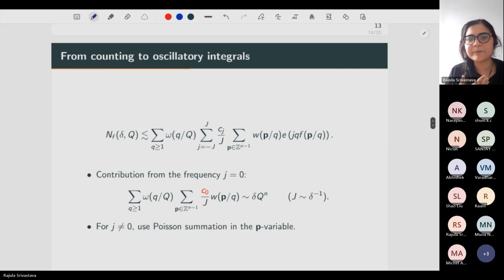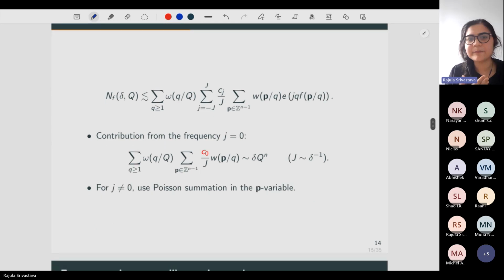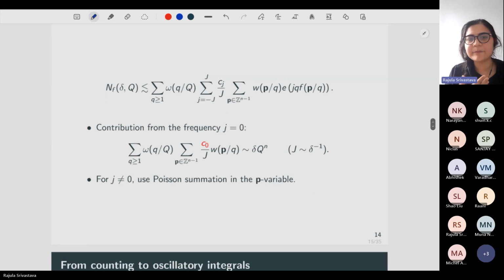But once you do that, you have bounded your original point count by this smoothened version with this exponential sum. So again, W is like the smooth weight, which lives roughly on the cube, the n minus 1 dimensional cube. And then omega is another function. And now you also have a sum of these exponentials up to frequencies big J. Big J is like delta inverse.